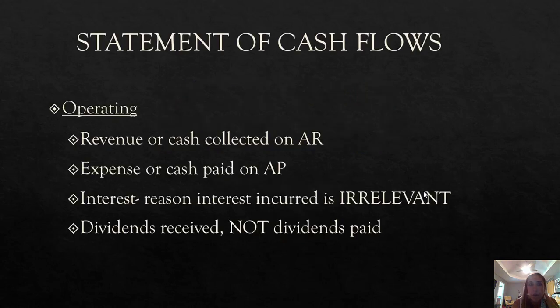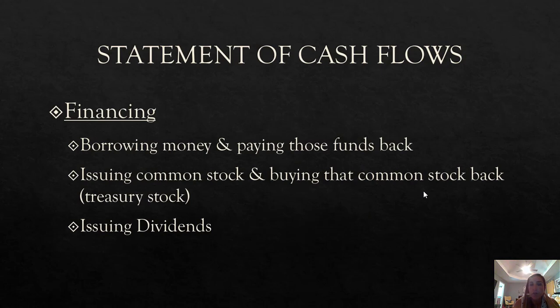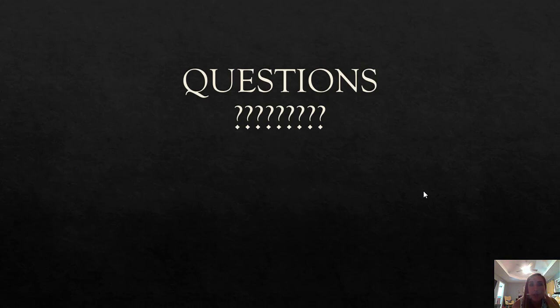And then we talked about the three main categories for the statement of cash flows: operating, investing, and financing. Financing is how you fund your business. Investing is any long-term assets you purchase or sell. And operating is the day-to-day. So please let me know if you have any questions about that quick review.